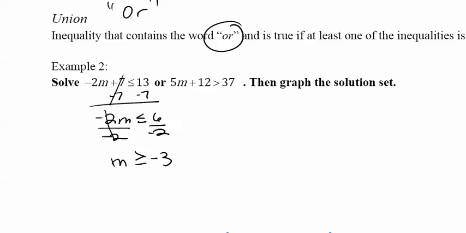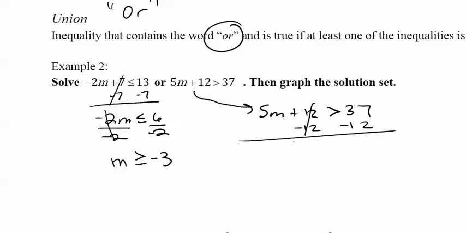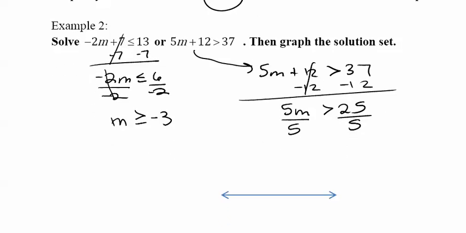If you don't quite understand that, go back and look at the other videos on solving single one-variable inequalities. Now I'm going to solve the next one. Since I don't have enough room, I'm going to come over here. 5m plus 12 is greater than 37. I'm going to subtract 12 from each side, and I end up with 5m is greater than 25. I'm dividing by 5, not m, because that would cancel my m. And so I'm left with m is greater than 5.